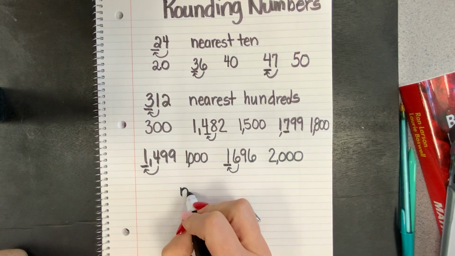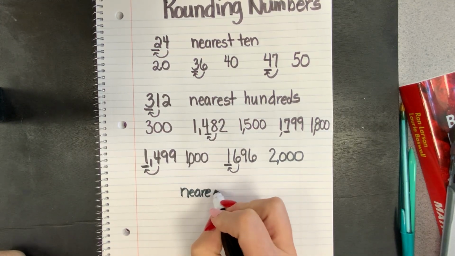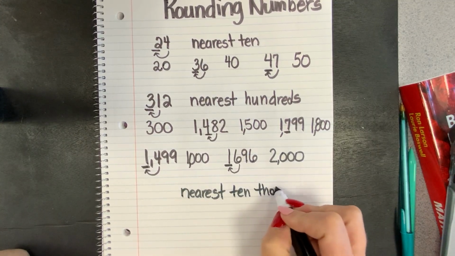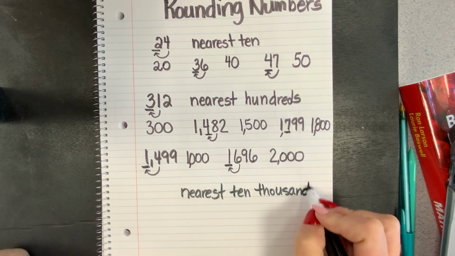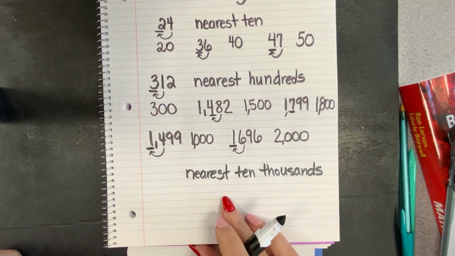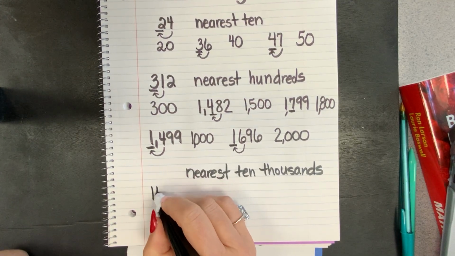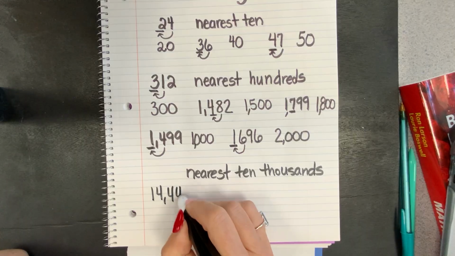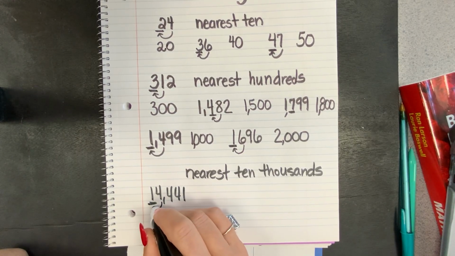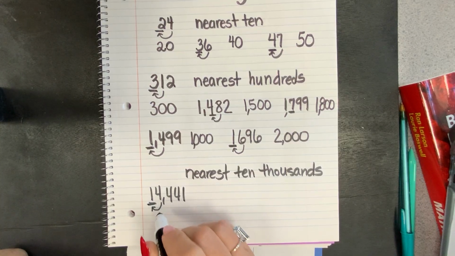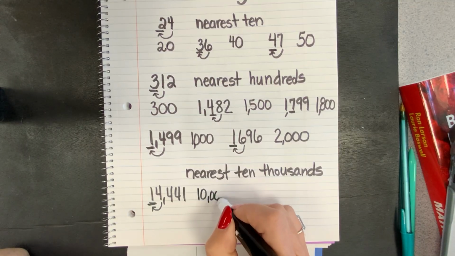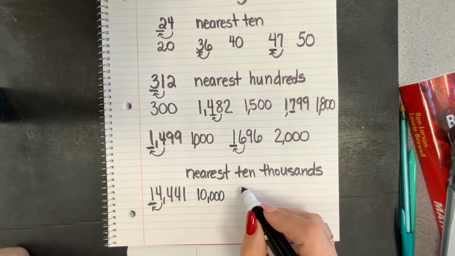Now the last, let's do the nearest 10,000s. Okay, the nearest 10,000s. Let's take the number 14,441. Underline the 10,000s place. It's less than 4 in the thousands place, so it will stay the same at 10,000. It's closest to 10,000.